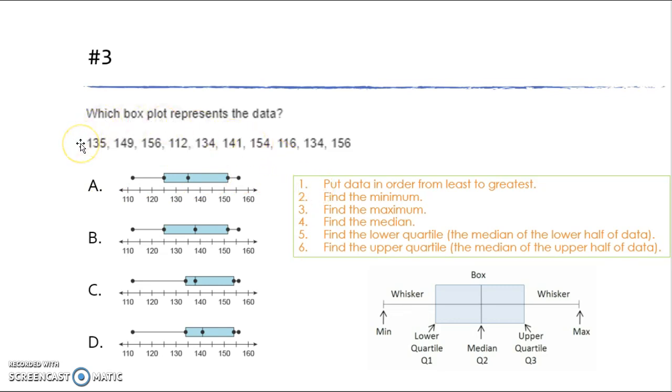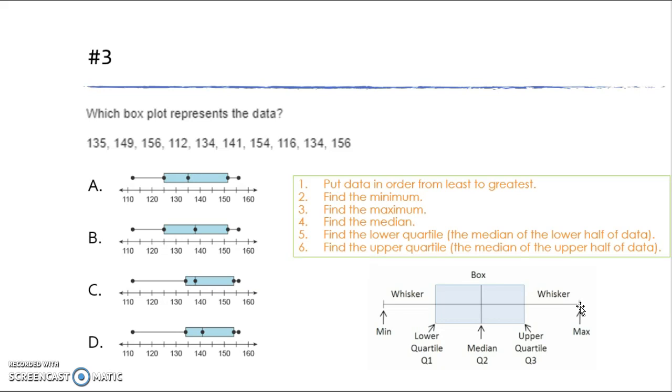Your data might be given to you that way to begin with, or you might have to actually put it in order. For this specific test question that I'm looking at on the screen, the data is not in order from least to greatest. So you will need to put them in order from least to greatest first. Then you need to find the minimum, the lowest value, and the maximum, the highest value. And those values are going to be the whiskers or the ends of your picture when you go to place it on the box and whisker plot.